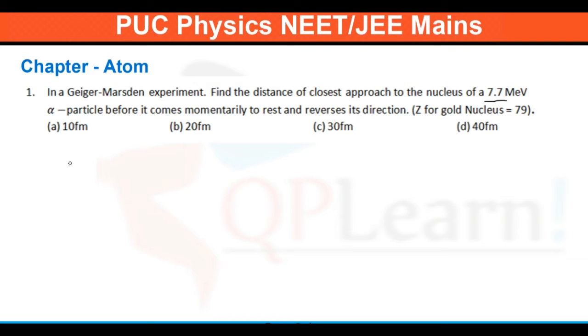So how do we have to solve such kinds of problems? Here, first we have to understand the concept of the closest approach. Take this as one of the gold nuclei, the gold atom. Alpha particles are coming towards the nucleus. This is the alpha particle, and this is the gold nucleus.